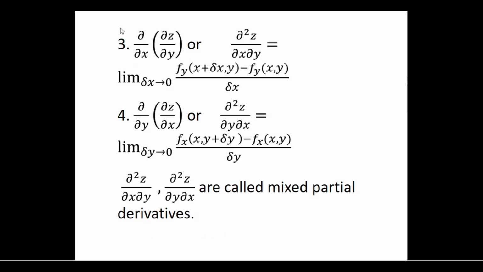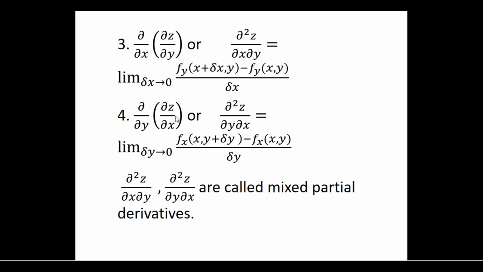Next, if you differentiate the first order partial derivative of z with respect to y with respect to x, that becomes dou square z by dou x into dou y, and it is called mixed partial derivative. It is given by limit delta x tends to 0 fy of x plus delta x comma y minus fy of x comma y divided by delta x.